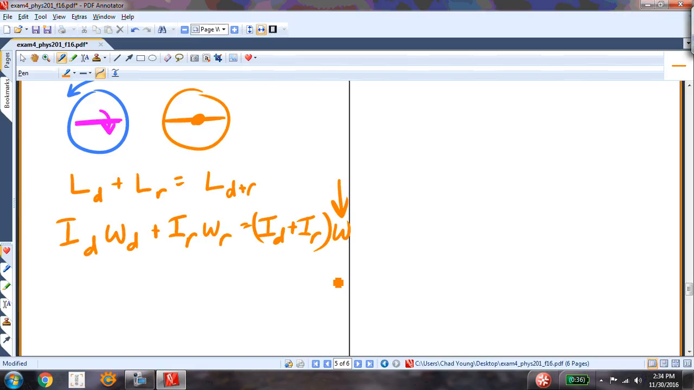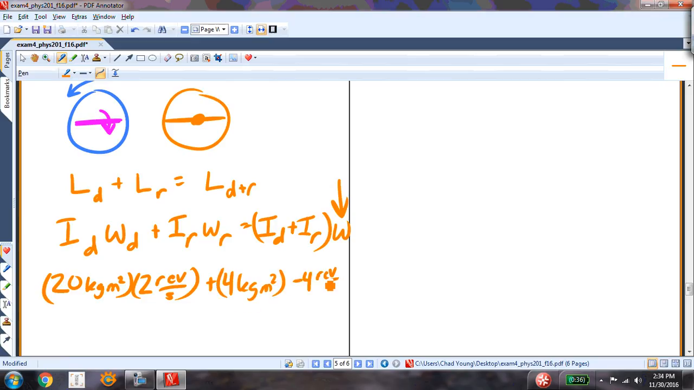Okay, so I know all these values. That is 20 kilogram meters squared times 2 revolutions per second plus 4 kilogram meters squared times -4 revolutions per second. This is equal to the combined moments of inertia, that's 20 plus 4 times omega. So I have 40 minus 16 equals 24 omega.